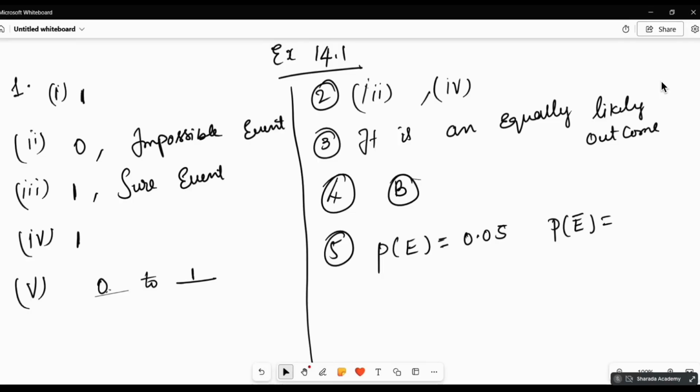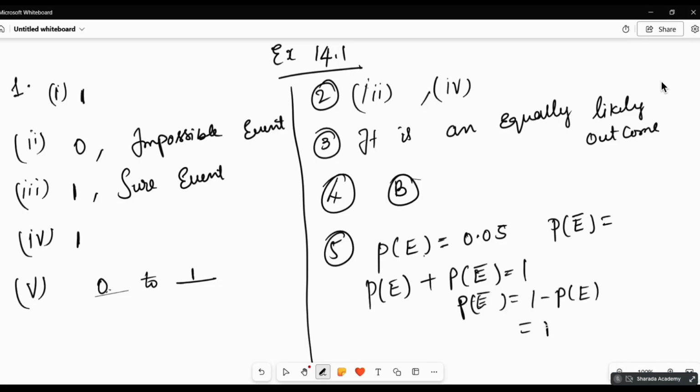What will you get? Before that you were telling that only you should use P of E plus P of E bar. What is that? So what is P of E bar? 1 minus P of E. P of the event happening plus P of the event not happening is always equal to 1. So P of the event not happening is 1 minus P of E. So that is 1 minus 0.05. How much will you get? 0.9. Correct. 0.05 here.